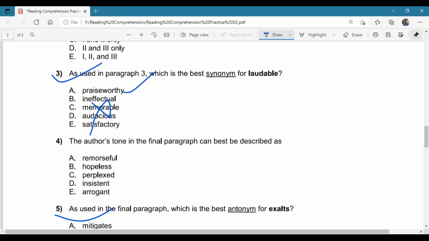The author's tone in the final paragraph can be described as, what do you think is the author's tone in the final paragraph? Remorseful. Remorseful in the sense, do you think he's being regretful? Is he feeling any kind of regret? No. Hopeless? There is nothing called hopeless. Do you think he is perplexed? Do you think he is confused? No. Do you think he is arrogant? No. But he is insistent. Option D is the right answer. He is insisting to the people about the media and also about the sports players.